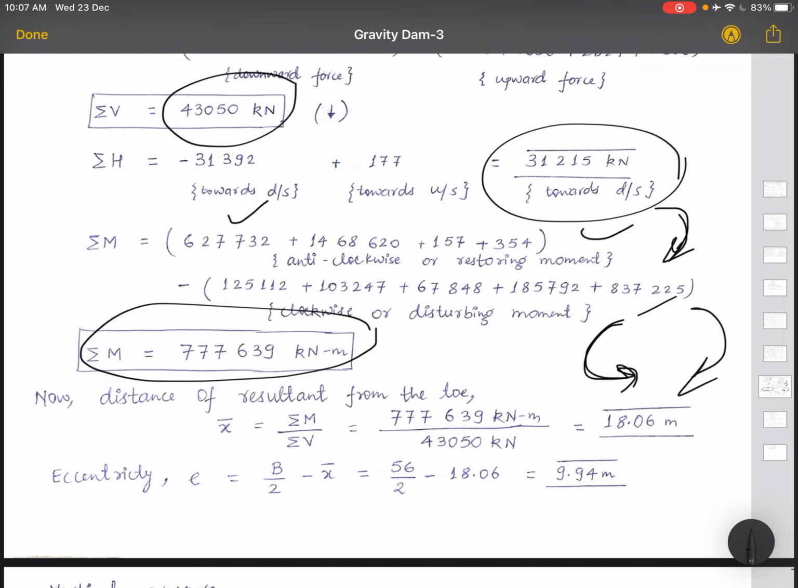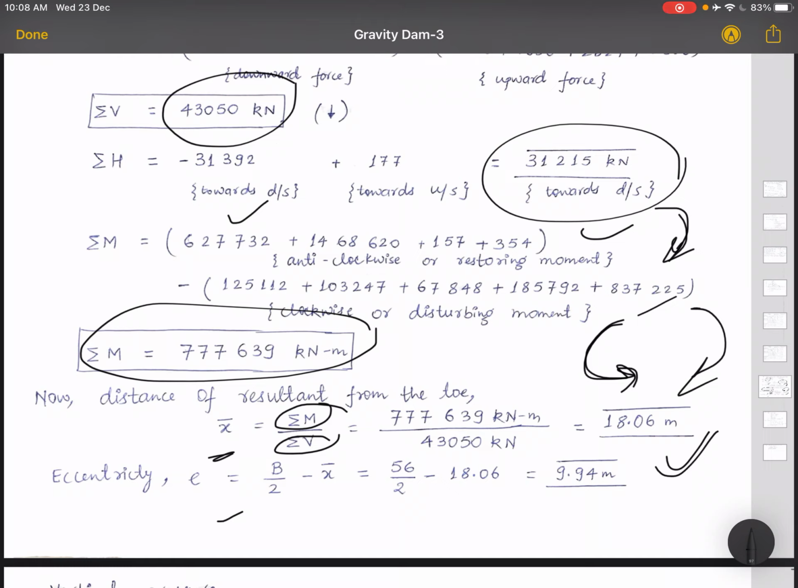Now the resultant will act, as you have seen in mechanics, and how to calculate the resultant. So the resultant location x bar is nothing but summation M divided by summation V. So put the values, you are getting 18.06 meter. So the eccentricity e is how much? B by 2 minus x bar.